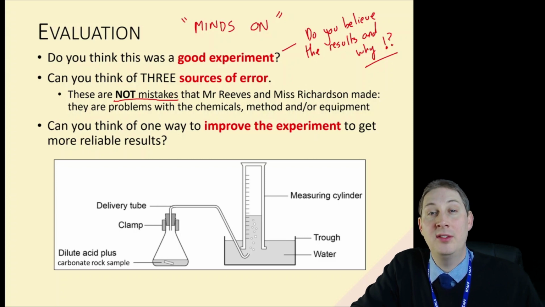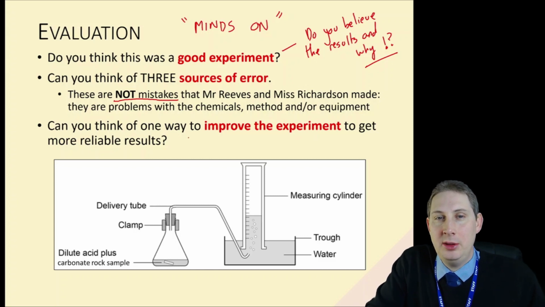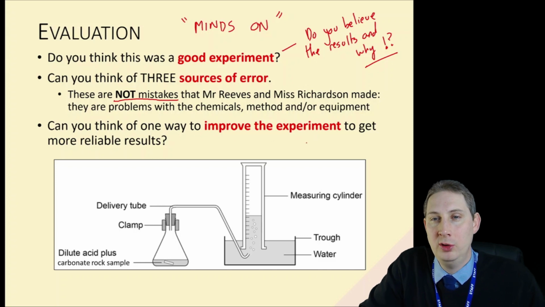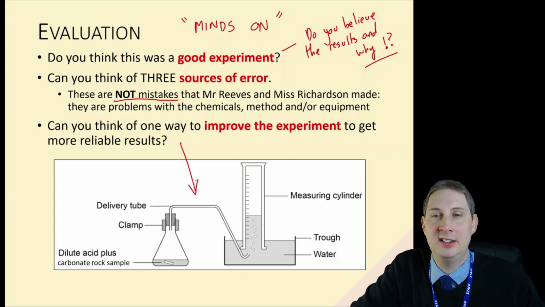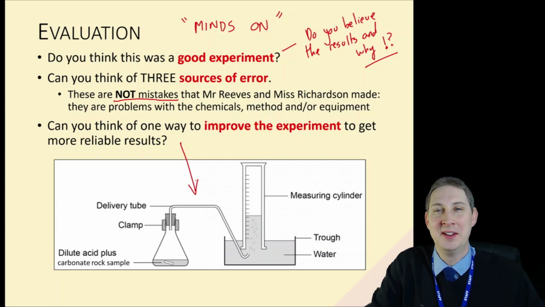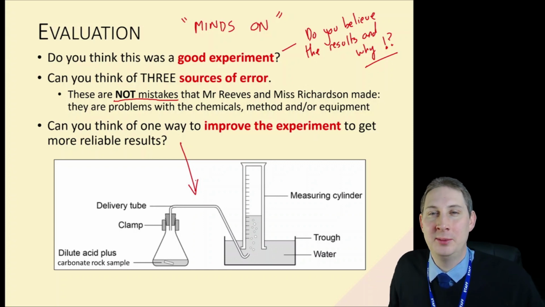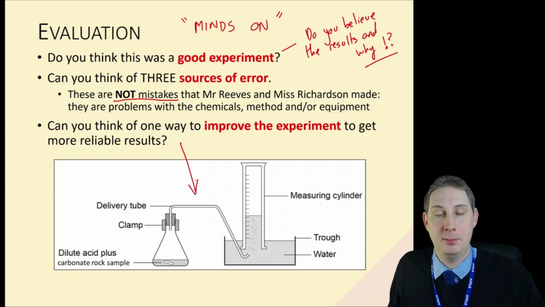But can you think of 3 reasons that this wasn't a perfect experiment, even if Mr. Reeves and Miss Richardson had been perfect at doing it? And based on that, can you think of one way to improve the experiment to get more reliable results? So here's the experiment. How would you have made it slightly better? Not what would you have done that Mr. Reeves and Miss Richardson did wrong, but how could you make the experiment itself better?